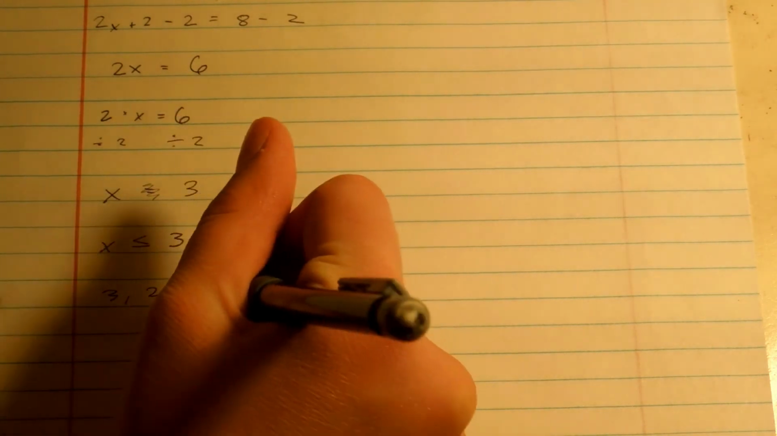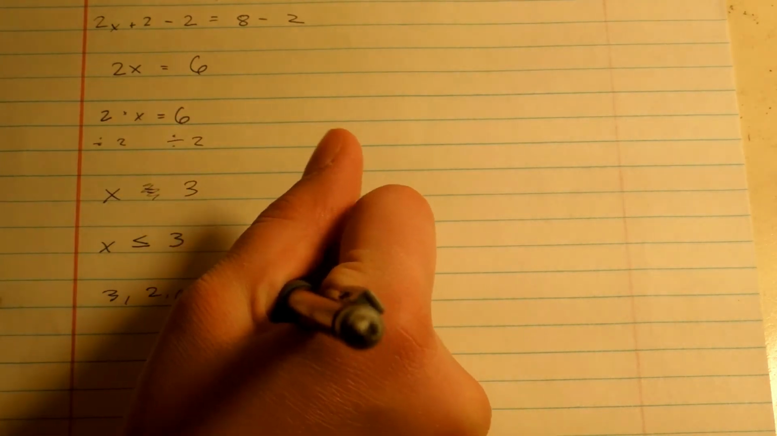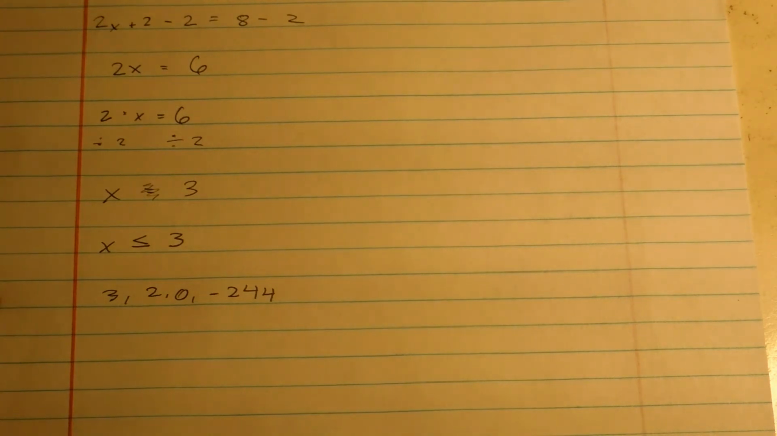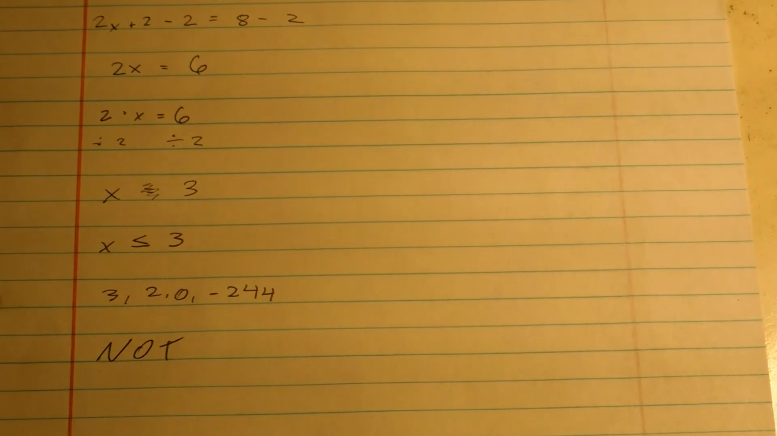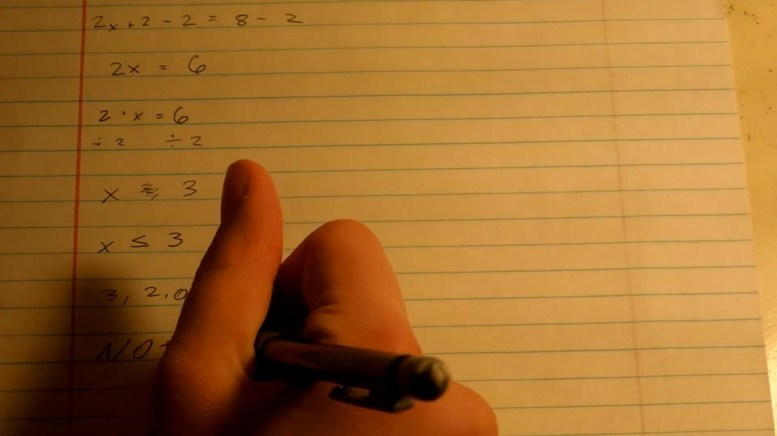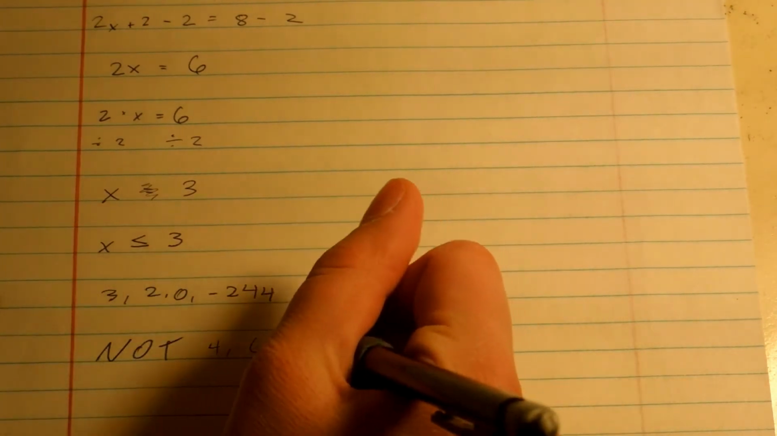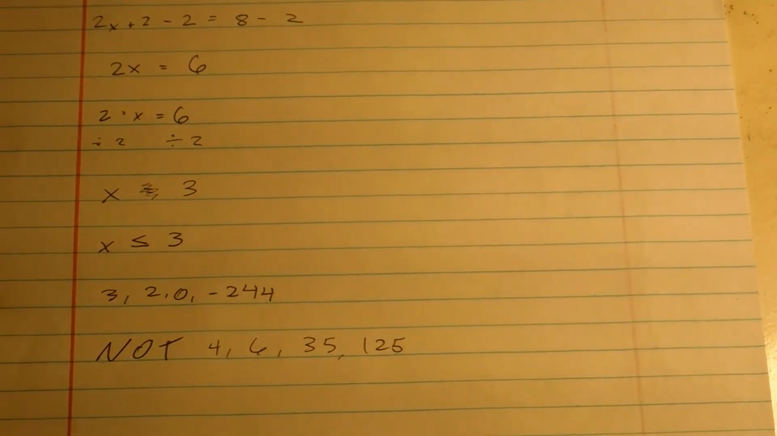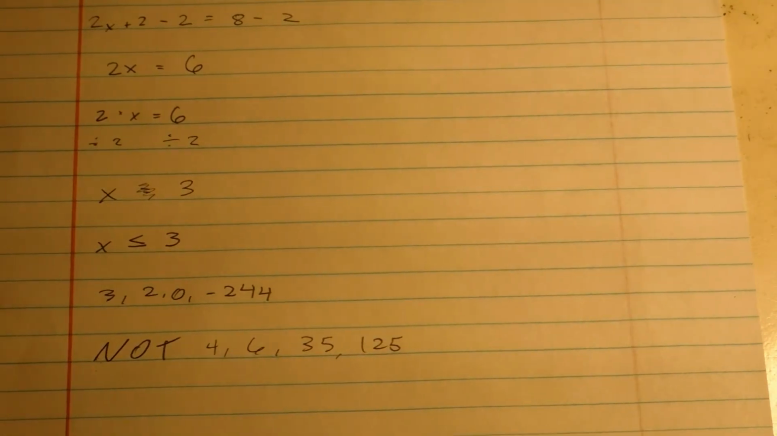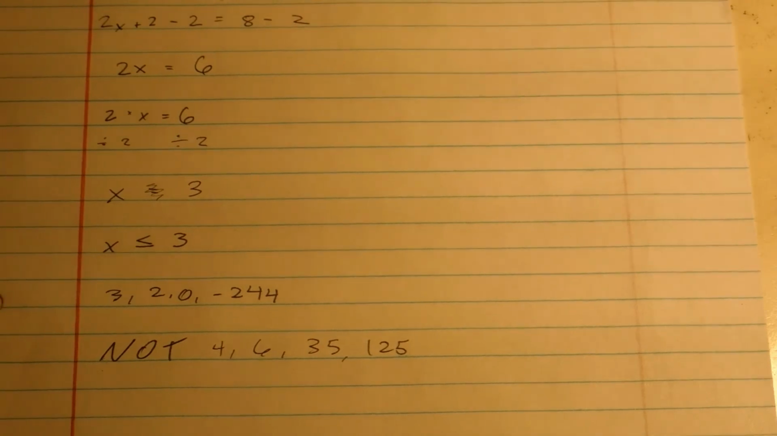This means that x is any number less than or equal to 3. So for example, x can be 3, 2, 0, negative 244, all the way to really big numbers. But x cannot be 4, 6, 35, 125, or any number all the way up to really big positive numbers.